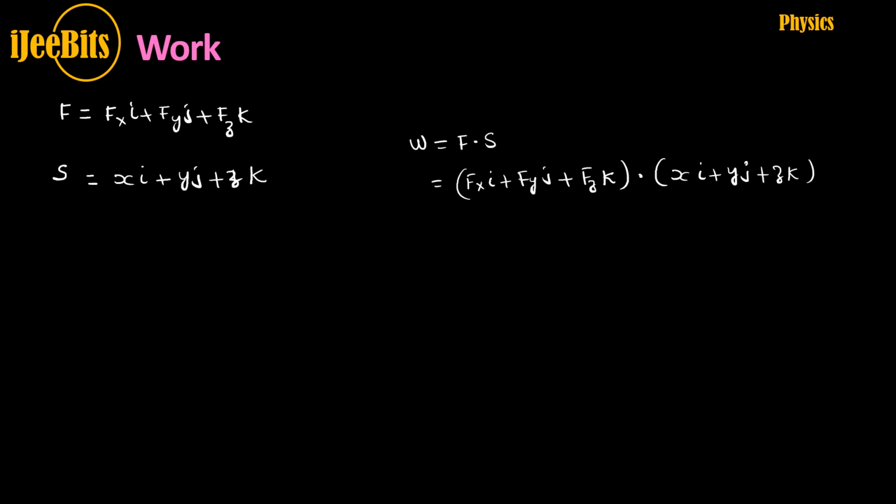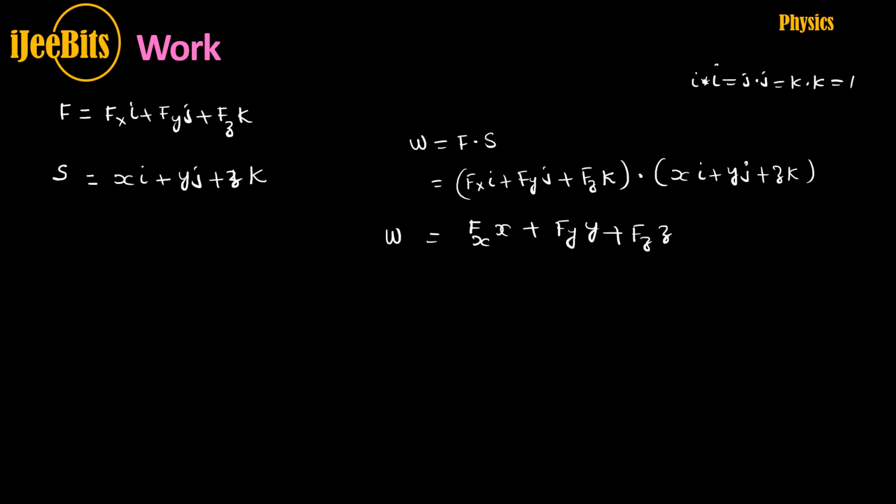What we discussed about the dot product: i dot i equals j dot j equals k dot k equals 1. This is the only thing we have to multiply. All i components you can multiply. So Fx times the x component plus Fy times the y component plus Fz times the z component. This is what your work done would be.